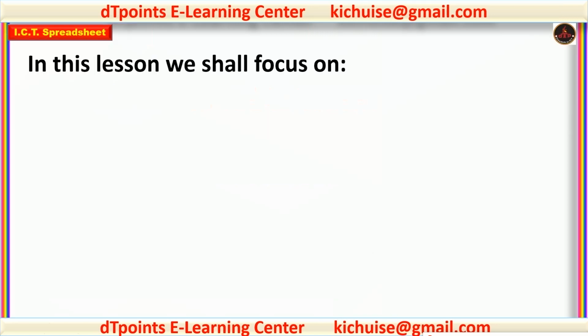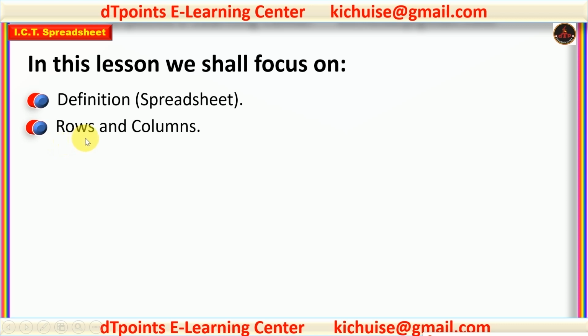Now, in this lesson, we shall focus on the definition of spreadsheet. You should be able by the end of the lesson to define spreadsheet and understand what exactly spreadsheet is. We shall also look at rows and columns. What are rows and columns in spreadsheet? We shall still go ahead and look at spreadsheet cells or elements.